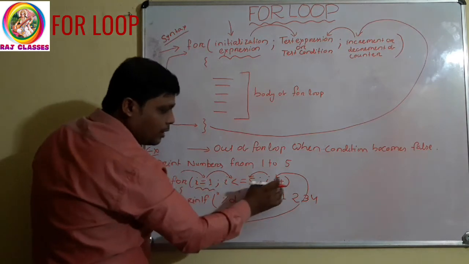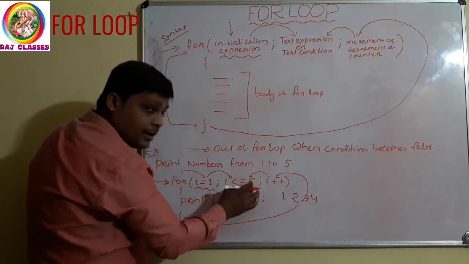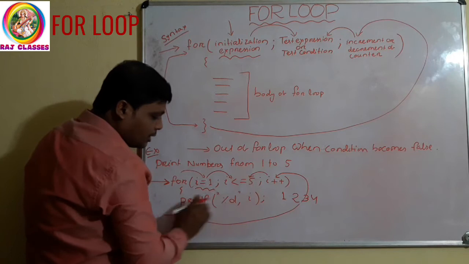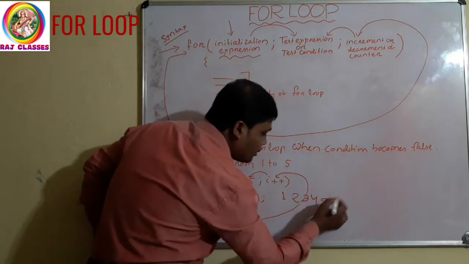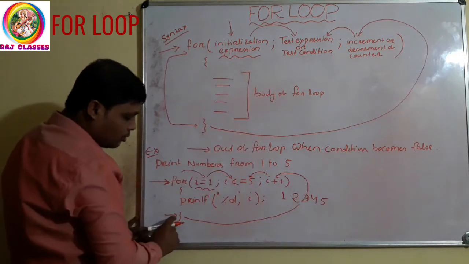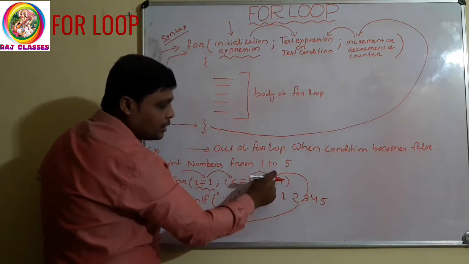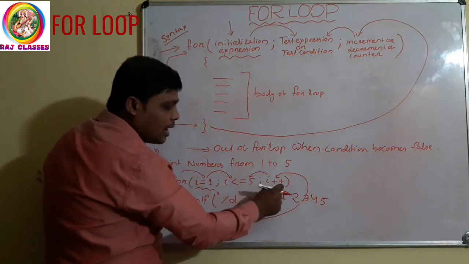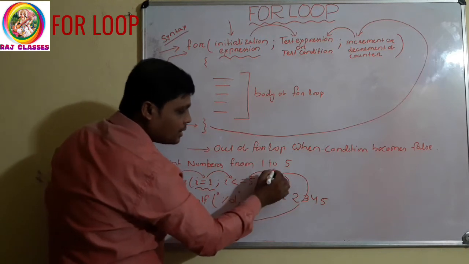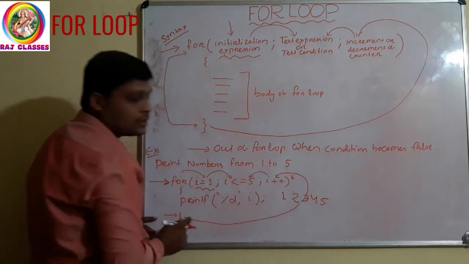Again it will continue. I value will be 5. 5 less than or equal to 5. Yes. Then it will again print 5. Now see, when control reaches this, again it will continue. It will go to which part? The increment, decrement part. Here I value will become what? 6. I value will become 6.